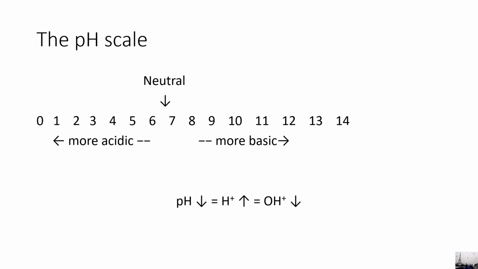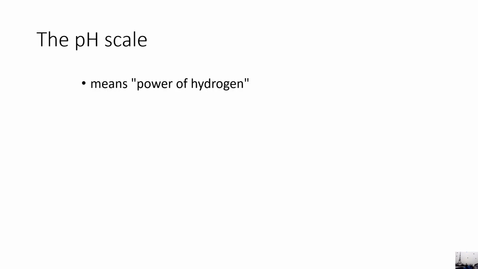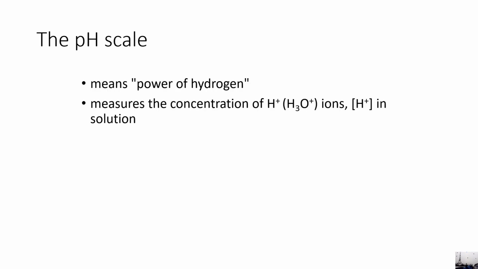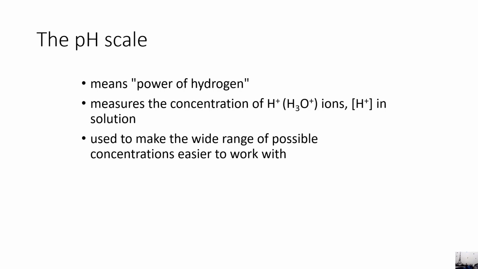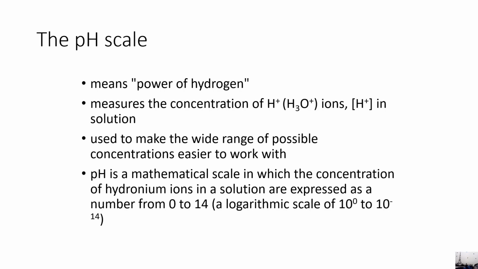So, if this is a pH scale, we have more acidic, more basic, and a neutral in the middle. Okay. So, the pH scale basically means power of hydrogen. It measures the concentration of H3O+, H+ ions in solution, and it is used to make the wide range of possible concentrations easier to work with. So pH is a mathematical scale in which the concentration of hydronium ions in a solution is expressed as a number from 0 to 14.